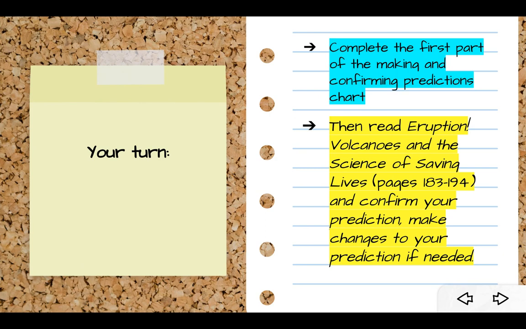Now it's your turn. Please complete the first part of the making and confirming predictions chart in order to make a prediction about Eruption: Volcanoes and the Science of Saving Lives. Before you read, remember to use the clues to make a prediction about what the text may be about. Then read pages 183 through 194. Pay close attention to what happens in the text and what the text is about. After reading, take a look at the prediction you made. Was the prediction correct? If not, write into your worksheet how you would change your prediction to make it correct according to what you have read.